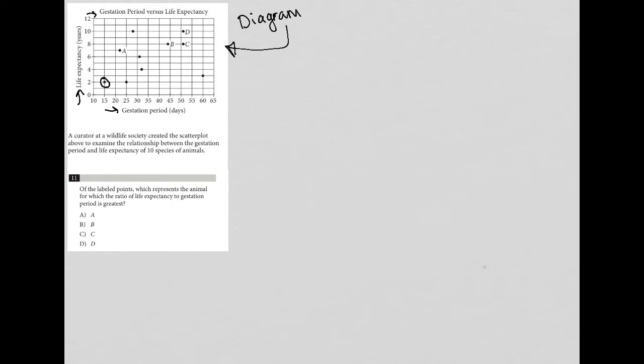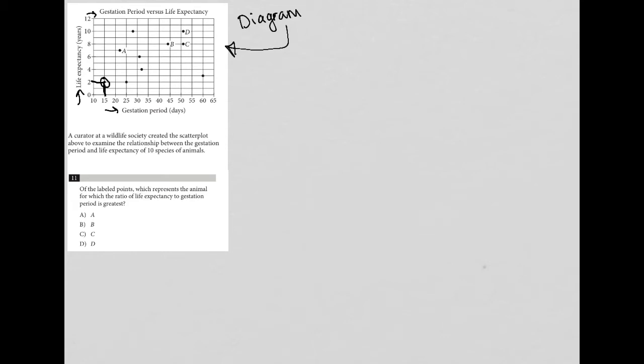So for me, the point that I just circled tells me that there's a 2-year life expectancy when there is a 15-day gestation period, right? So if I can interpret that point, that means I can interpret any of the points here on the graph. So it goes on to say a curator at a wildlife society created the scatter plot above to examine the relationship between the gestation period and life expectancy of 10 species of animals.